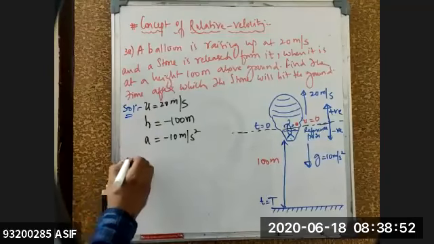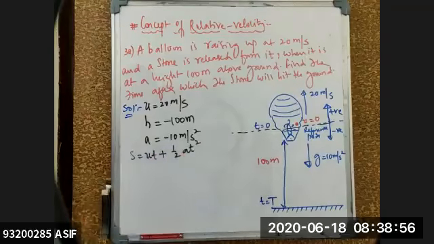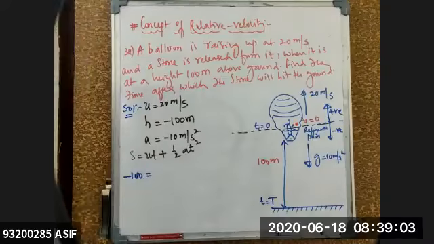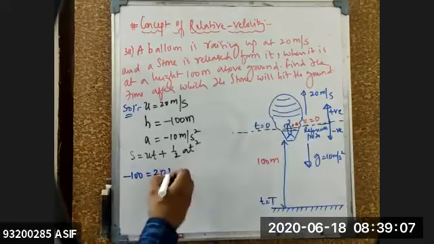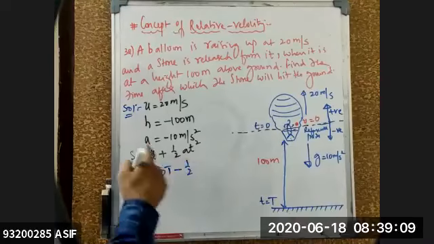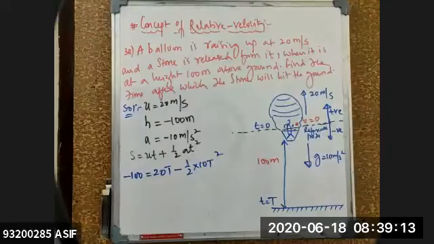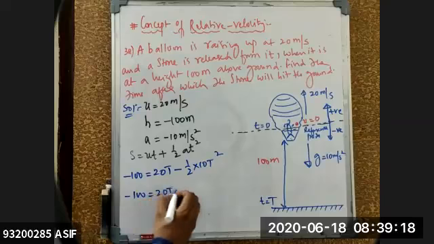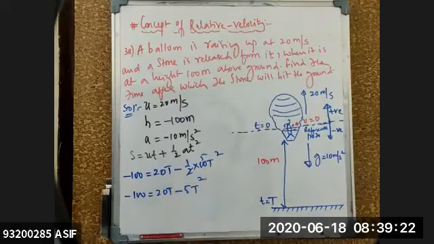So I can use the relation s equals ut plus half a t square. Now if I write it, s value is minus 100, which equals initial velocity 20 into time taken t, minus half into acceleration 10 into t square. Is that condition clear for everyone? This is minus 100 equals 20t minus 2 fives are 10, so 5 into t square.